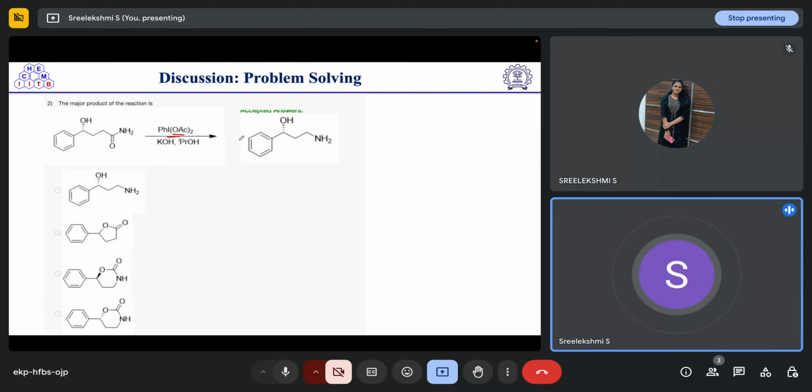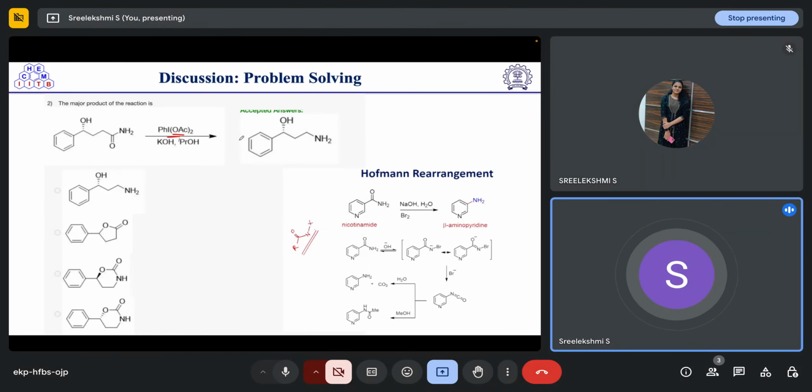So here the correct answer is this amine, and the reaction is Hofmann rearrangement. This we have already seen. I'm not going into the full mechanism, I will explain it here. First, this iodine will attack over this center, and this will be H. Then deprotonation will happen, and N minus will be there after deprotonation.